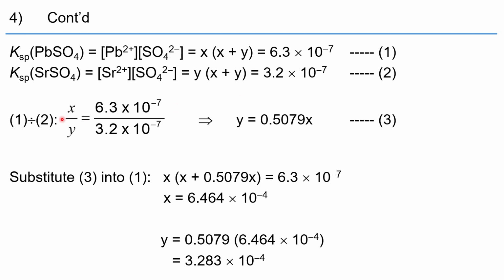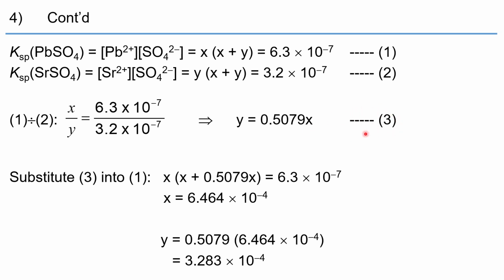What I can do now is use equation 1 divided by equation 2. When I do that, the x plus y will cancel each other, so I will have x in the numerator, y in the denominator, and the Ksp values will have one divided by the other accordingly. Now do your manipulation of the algebraic terms carefully. You can rewrite this as y equals 0.5079x. I call this equation number 3.